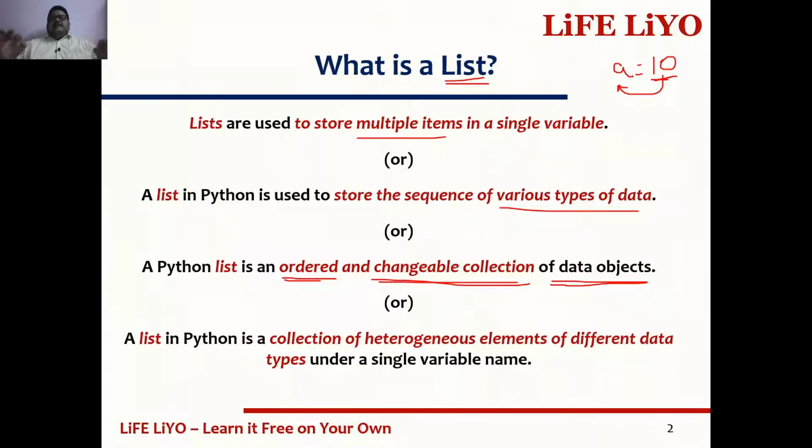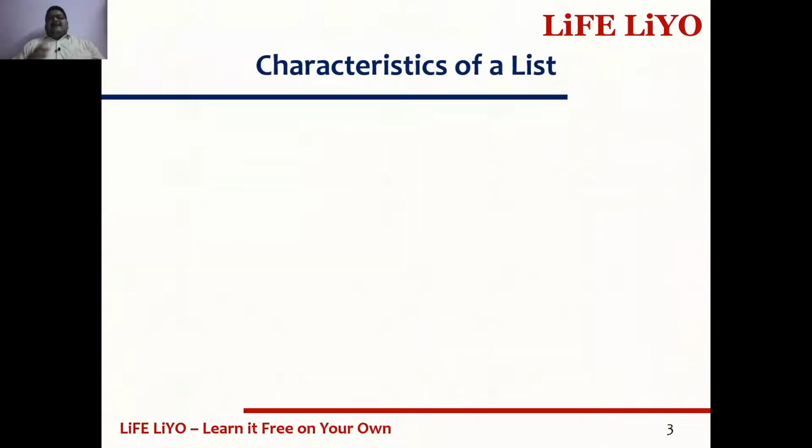In normal terms, a list is a collection of heterogeneous elements. Heterogeneous elements means various or multiple items of different data types under a single variable name. So if you want to store multiple elements of different data types under a single variable name, we can use a list in Python. What are the characteristics of a list?